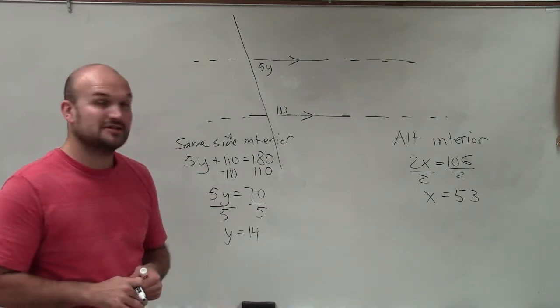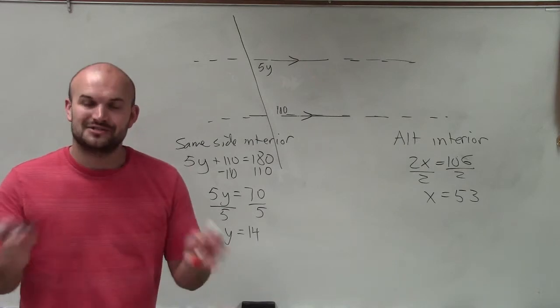Okay, so there you go, ladies and gentlemen. That is how you use angle relationships of alternate interior and same side interior to solve for your missing variables.